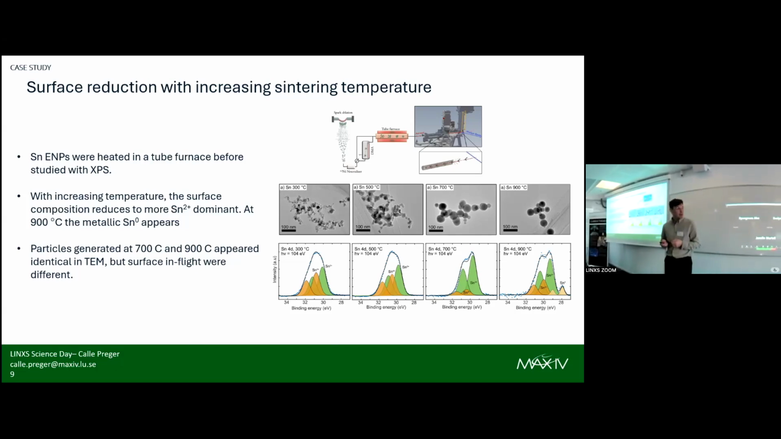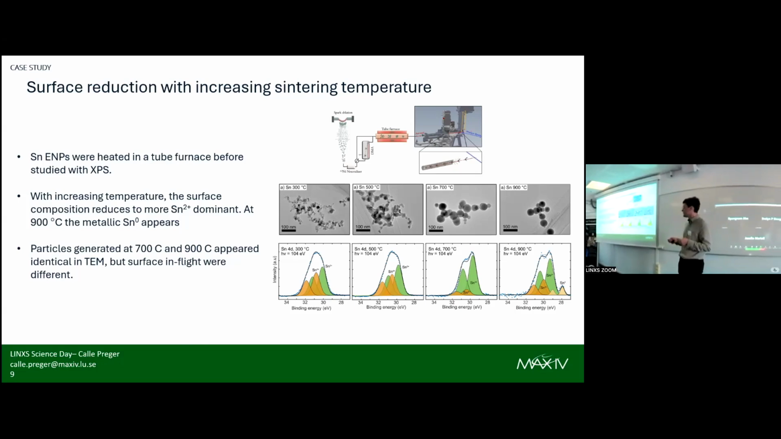At the same time, we can see that the surface oxidation also shifts dramatically, going from Sn4+ and Sn2+, and then at an intermediate temperature of about 700, you basically only have Sn2+, and then at 900 degrees, we're starting to see metallic tin on the surface as well.